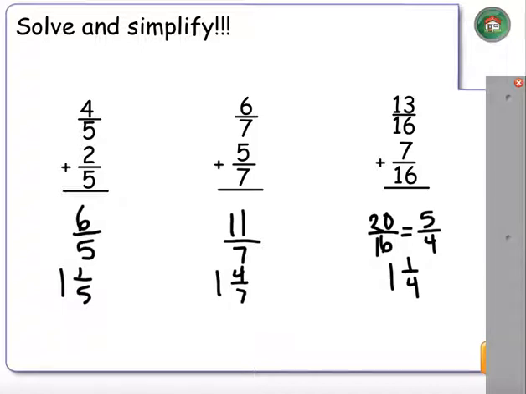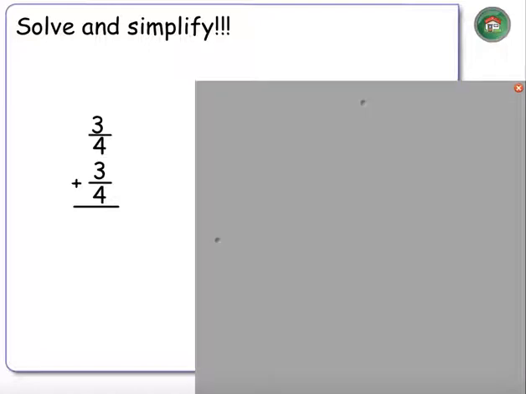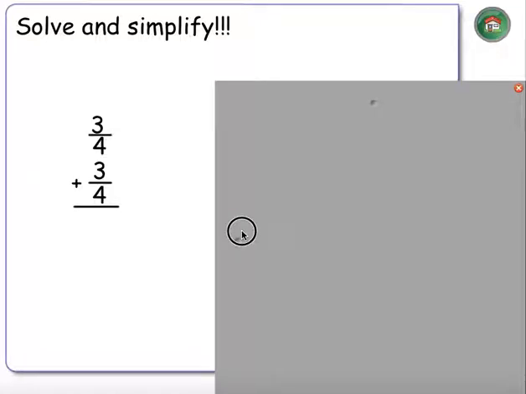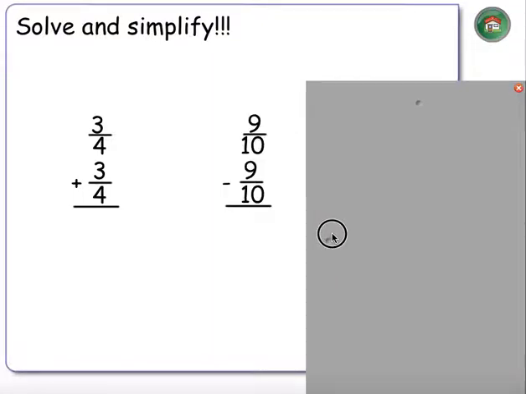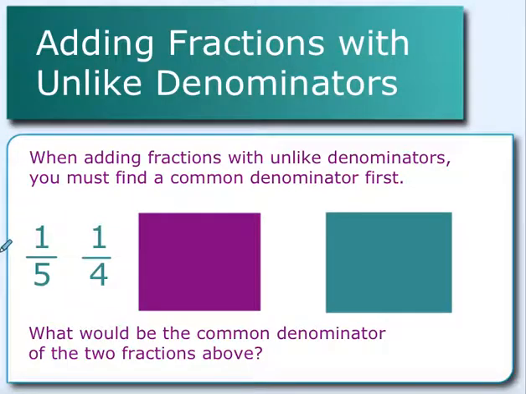Even for subtracting, we need those common denominators, so we get 2/5, 6/10, or we need to reduce it, so 3/5, and we also get 6/16, which can be reduced to 3/8. So common denominators, then we can just deal with the numerators. Adding them together, we get 6/4, or 1 1/2. We get 0 for 9/10 minus 9/10. Okay? But what happens if we don't have common denominators, like 1/5 and 1/4?